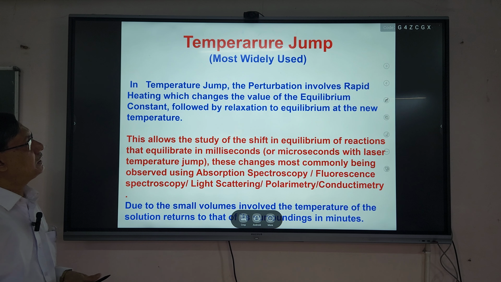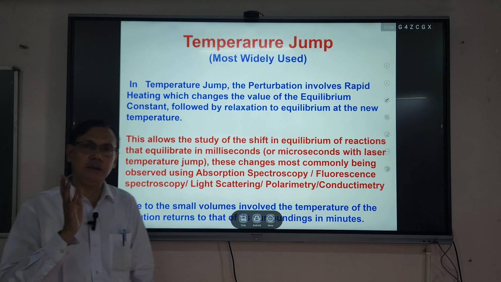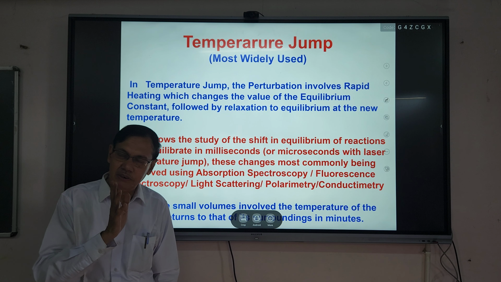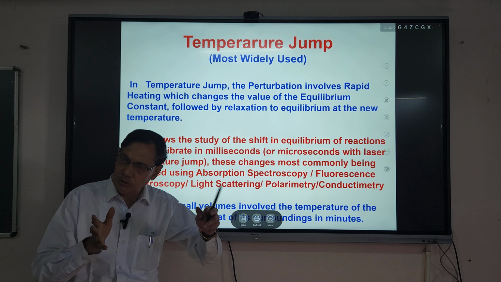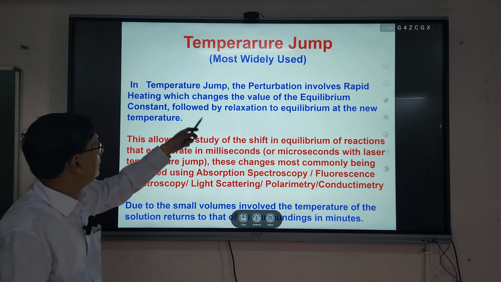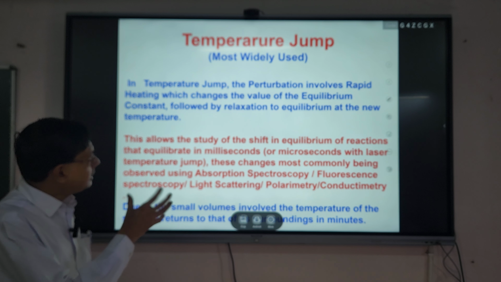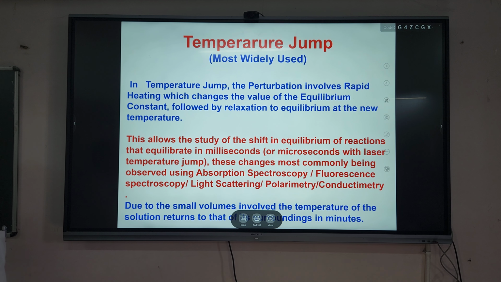Now I am coming to the temperature jump method. Now if you understand the pressure jump method, you can very easily understand the temperature jump method. The system is almost the same. In the temperature jump method, the perturbation involves rapid heating, or increasing the temperature. So again there is a change in the equilibrium constant, and by the relaxation method we can monitor that change in temperature.